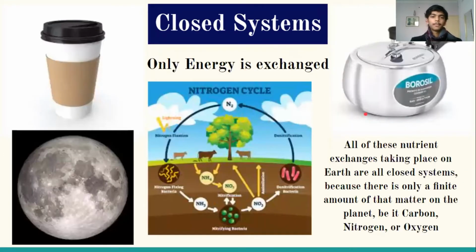Let's move on. Closed systems. In the last open system, we saw that both matter and energy are exchanged. However, in the closed system, only energy is exchanged. Let me just read this paragraph out for you. All of these nutrient exchanges taking place on Earth are closed systems, right? So there is only a finite amount of nitrogen in the world, right? However, it keeps getting recycled, and in terms of energy, and there is no new input of nitrogen.